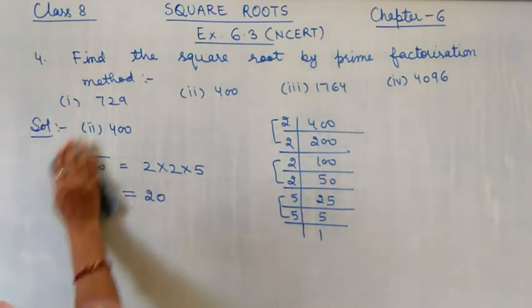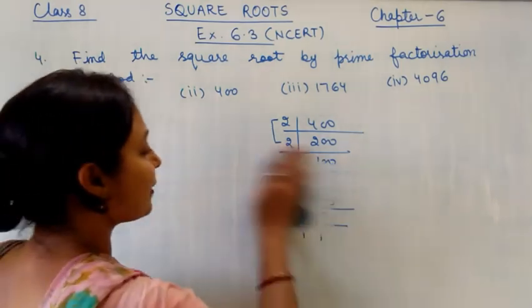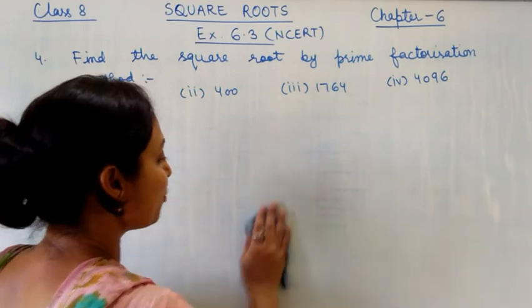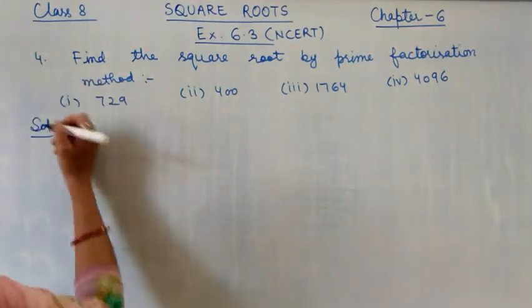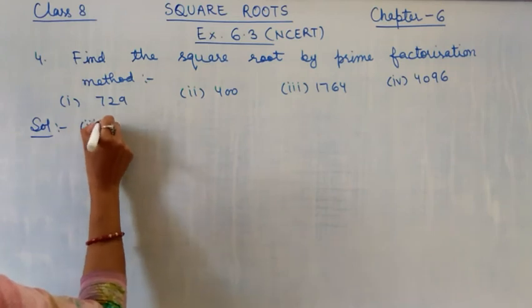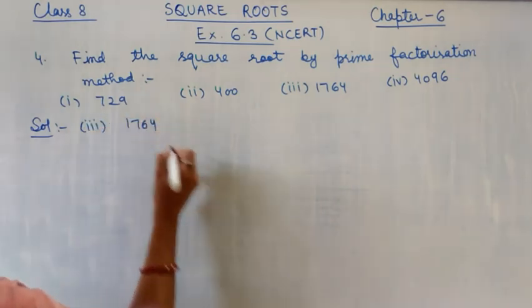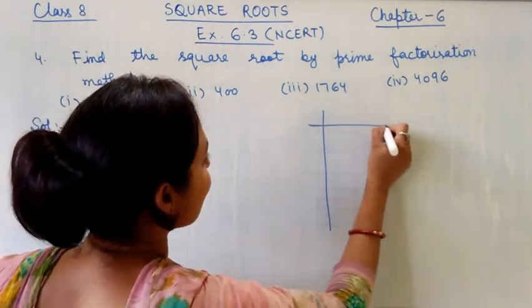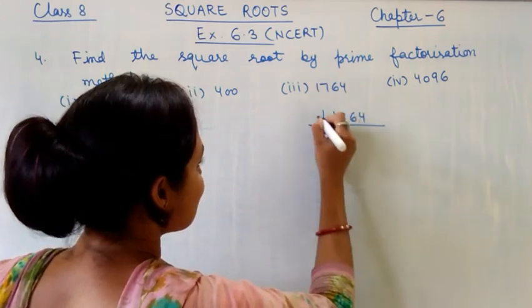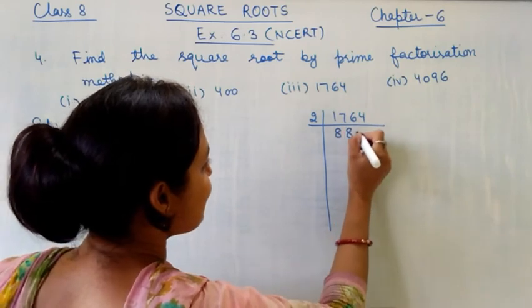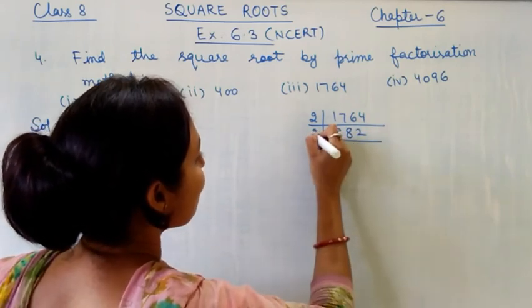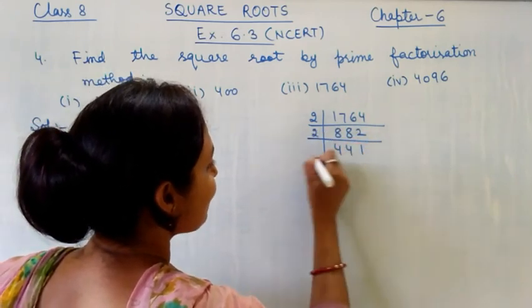Now come to the third part. This is a little bit lengthy as compared to the first two parts, so I will do that part. Question number three is 1764. It is divisible by 2. 2 8s are 16, 2 2s are 4, 2 4s are 8, 2 1s are 2.